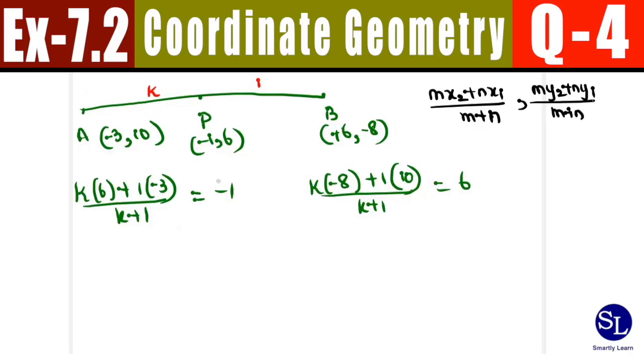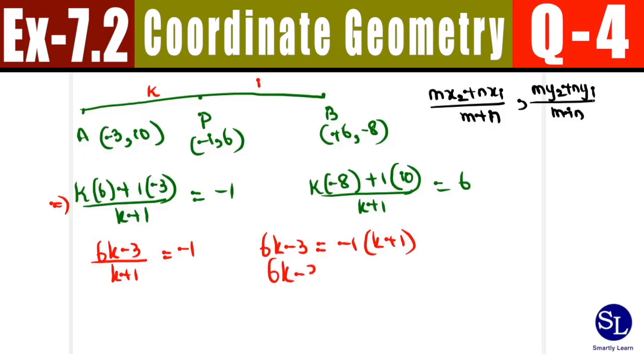You can use either one of these formulas to find out the value of k. So I'm opting for the first one. (6k - 3) divided by (k + 1) is -1, which implies 6k - 3 is equal to -1 into (k + 1). So 6k - 3 is -k - 1.